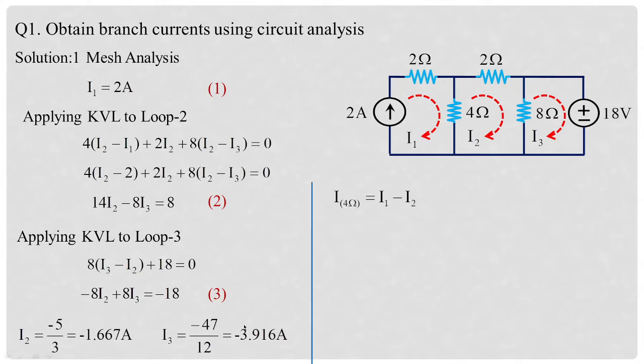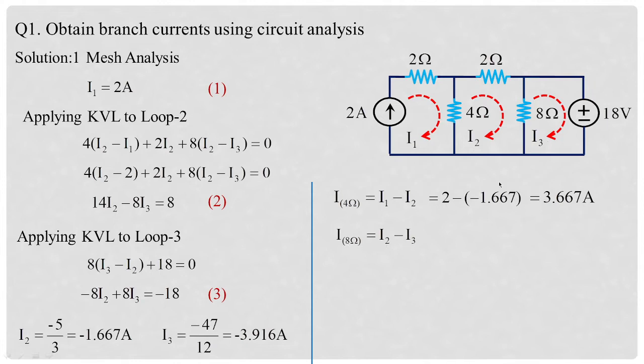So with this, we can obtain the branch currents. So first branch current is under 4 ohms. So 4 is shared between loop I1 and I2. So the difference of the current will be I1 minus I2. So substitute the value of I1 and minus of minus the value of I2, which will give you the value of I4, which is equal to 3.667 amperes.